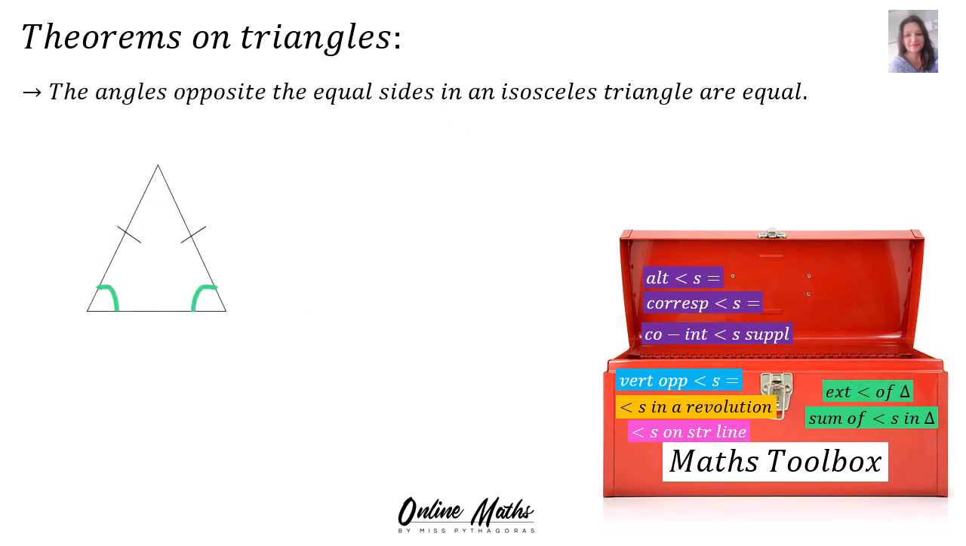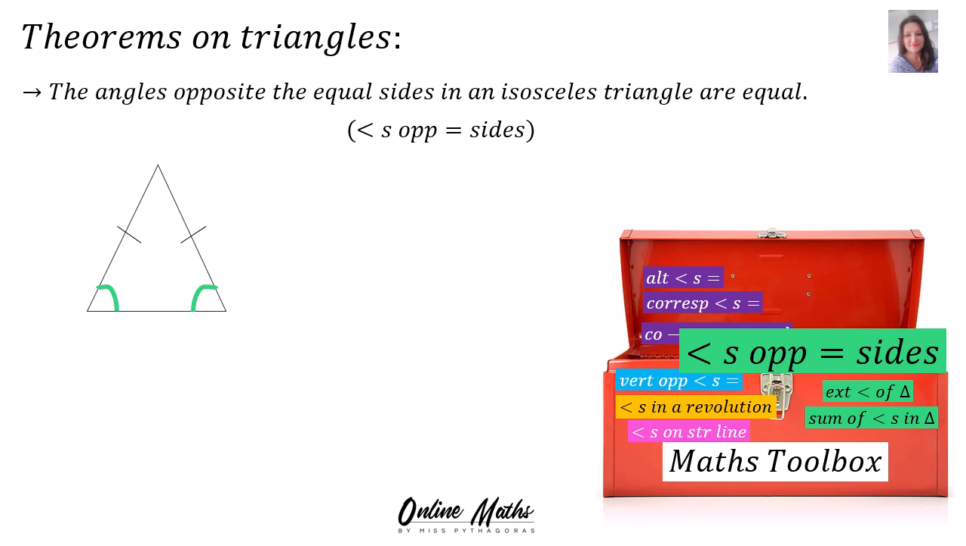Now the last theorem that you can add to your toolbox is the angles opposite the equal sides in an isosceles triangle are equal, and the abbreviation is angles opposite equal sides. So into your toolbox there goes angles opposite equal sides. Now let's go to the sketch. Do you agree these two little stripes mean that the two sides are equal? So that's an isosceles triangle. And then these two base angles there, they will be equal.